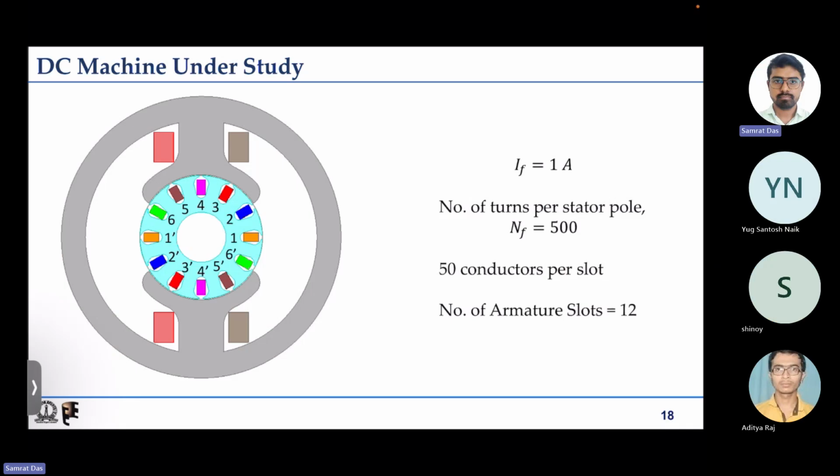I'll be going through a brief recapitulation so that I can start the model of decimation. We have covered all the individual parts, so I'll go through them one by one very quickly. We started with a two-pole decimation model with some 12 slots, and we had put 50 conductors per slot.